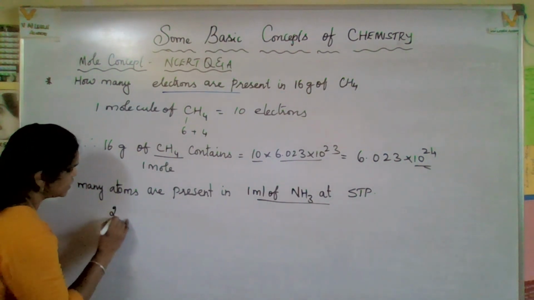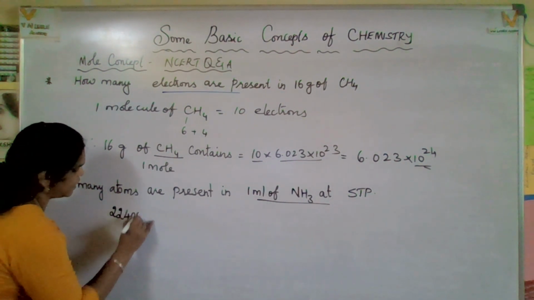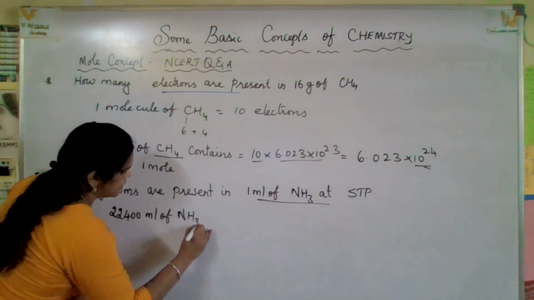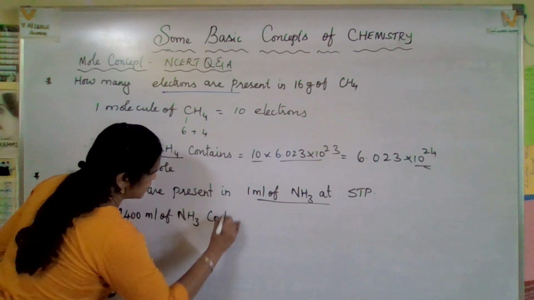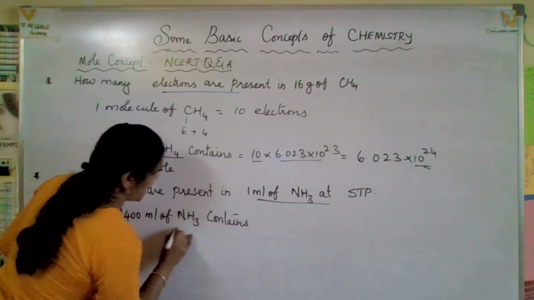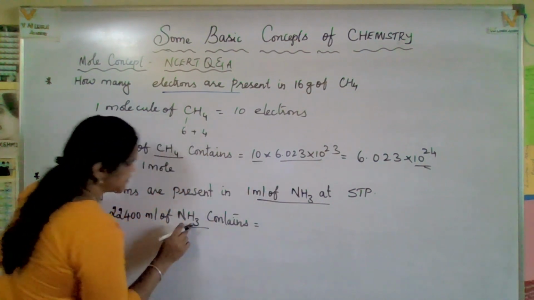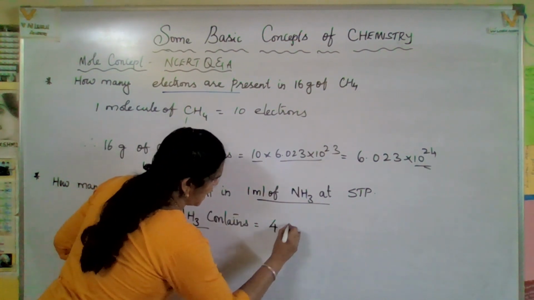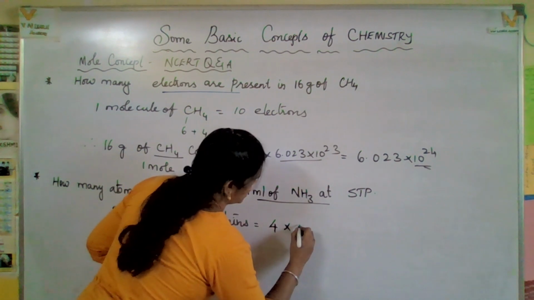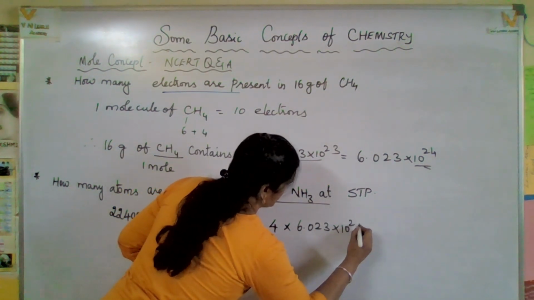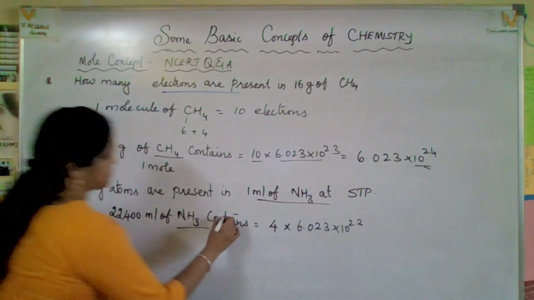Okay, let us go for this. So 22,400 ml of ammonia contains how many atoms of ammonia present here? Right? This is 3 plus 1, 4 atoms into Avogadro number. What is it? 6.023 into 10 to the power of 23 atoms.